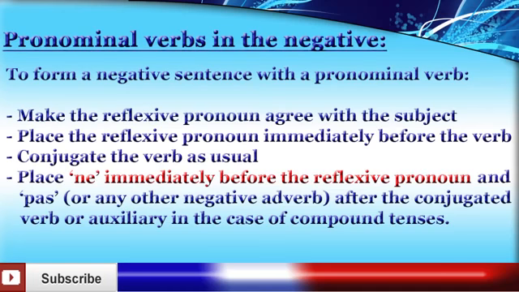So how do you form a negative sentence with a pronominal verb? As usual, you need to make the reflexive pronoun agree with the subject, and place the reflexive pronoun immediately before the verb, conjugate the verb as usual, and then to make the sentence negative, place ne immediately before the reflexive pronoun and pas or any other negative adverb after the conjugated verb or auxiliary in the case of compound tenses.